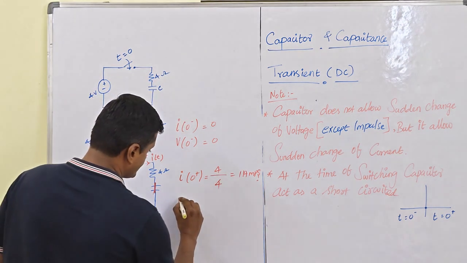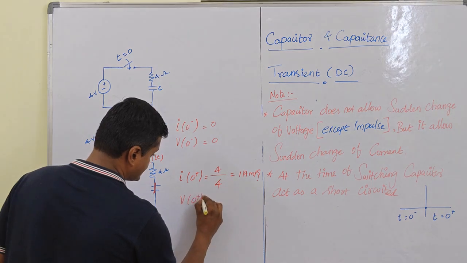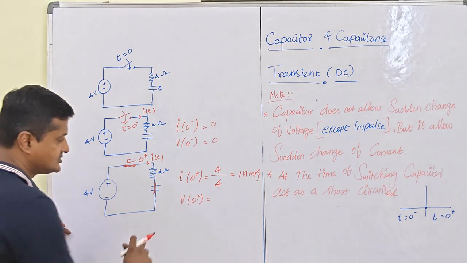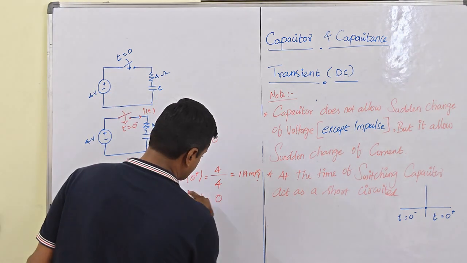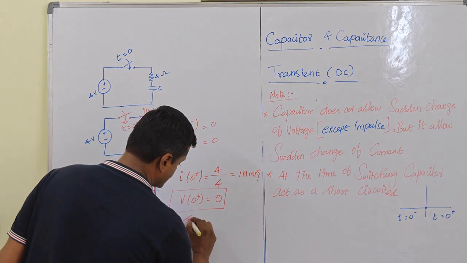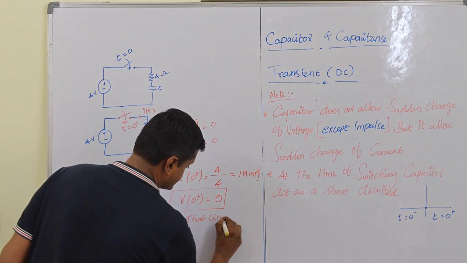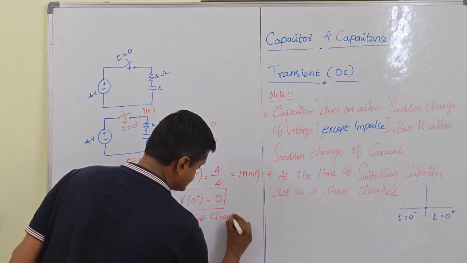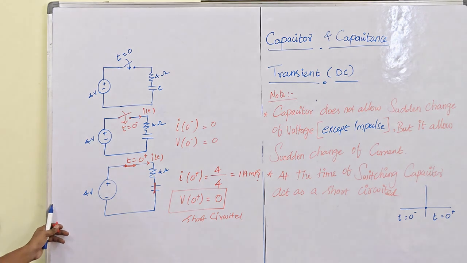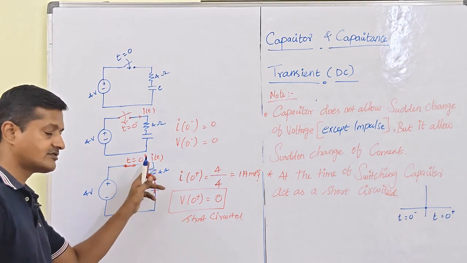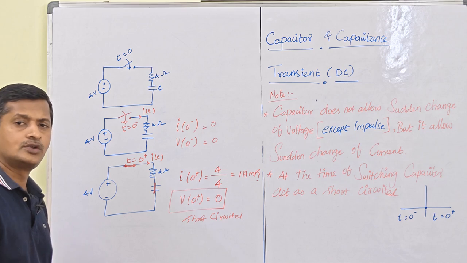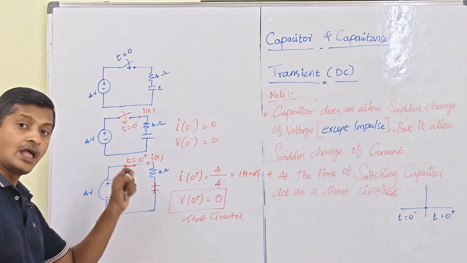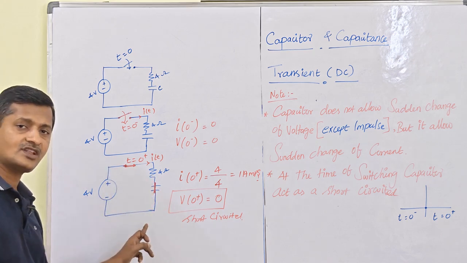At the time of switching, what is the voltage V at 0 plus? V at 0 plus is equal to 0, which means short circuited. So the capacitor will be short circuited. Yes sir, the capacitor will not accept sudden change in voltage. So at the time of closing, current will flow, but the capacitor will act as a short circuit at the time of switching.